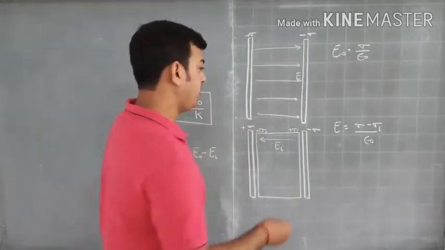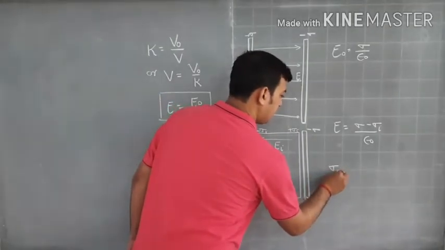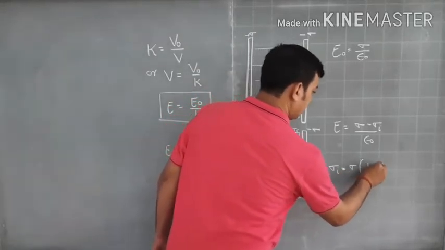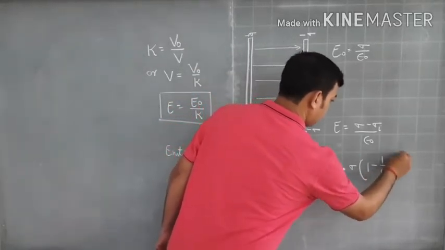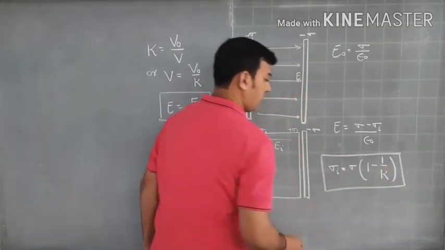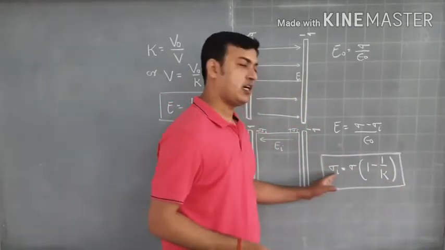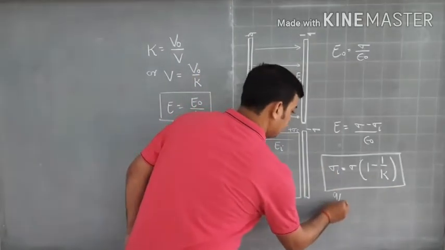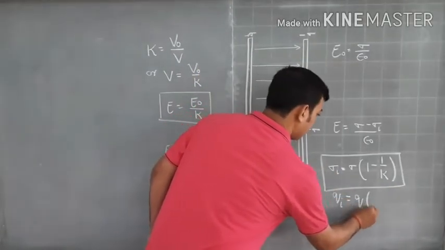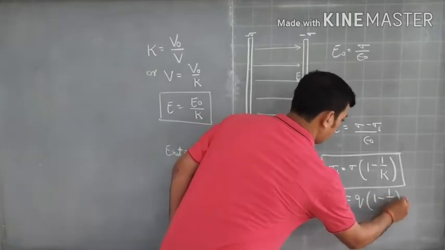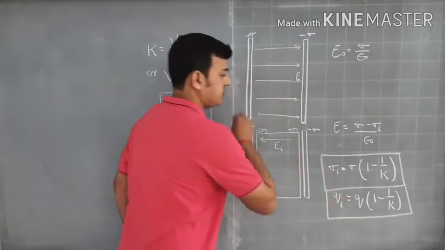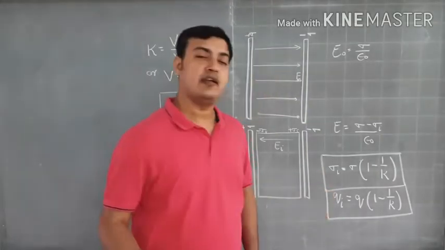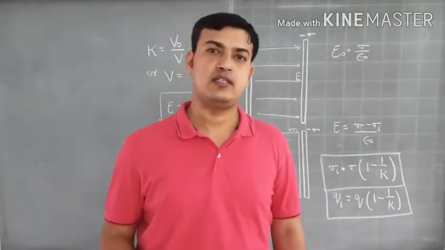And if you simplify, you will get the induced charge density as sigma times (1 minus 1 by K), or simply if you replace the charge density by charge per unit area, we will get the induced charge as the charge on the plates times this factor. So with this you can find the induced charge and the induced charge density.